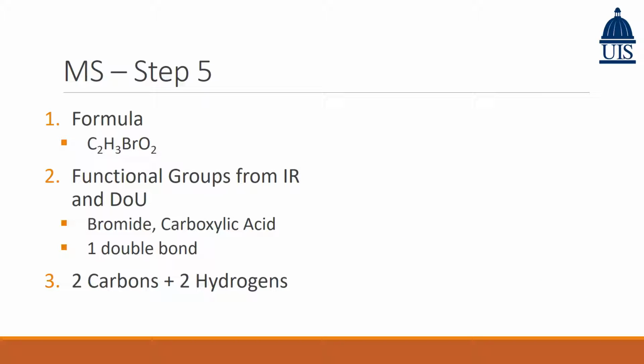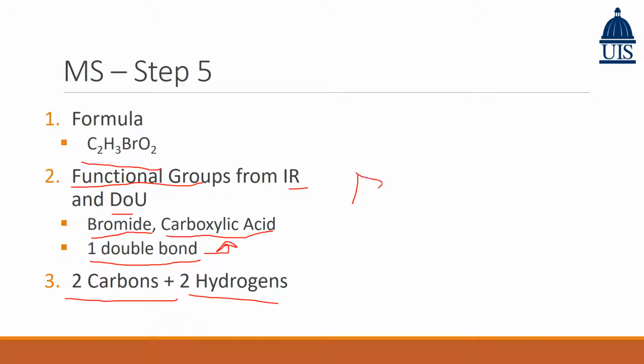All right, step 5 is putting this all together. Let's get a structure out of this. So we got our formula. We have a good idea of what our functional groups are from both our IR and DOU. With the IR, we think there's a bromide, and we think there's a carboxylic acid. We know there's 1 double bond from the DOU, which again points to that carboxylic acid. We think there's 2 carbons, 2 hydrogens left.